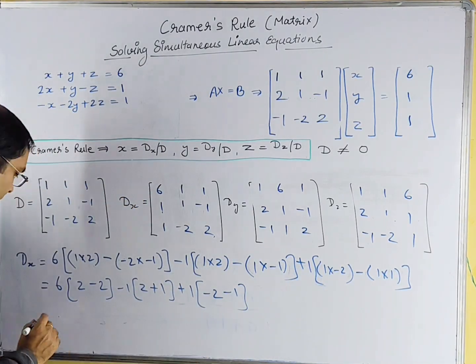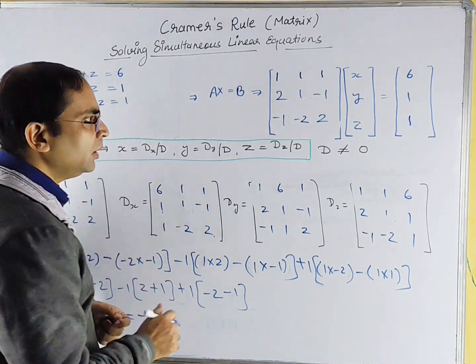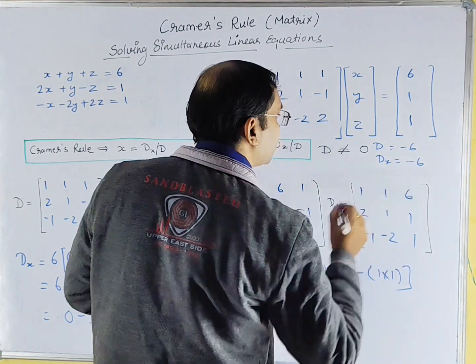1 minus minus 2 and minus 1. So we have this will be 0 minus 0, 0, 0 plus minus 3, we have minus 3 minus 1 minus 3, we have minus 3 minus 6, we have minus 6. So we look at the taking values of whatever value. So D is minus 6. Dx is also getting minus 6. Now let's calculate Dy.